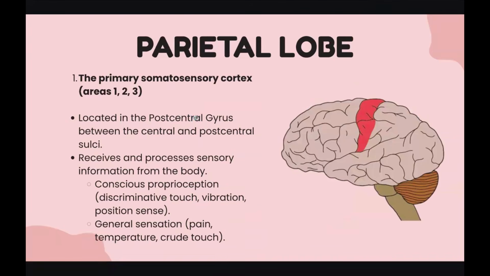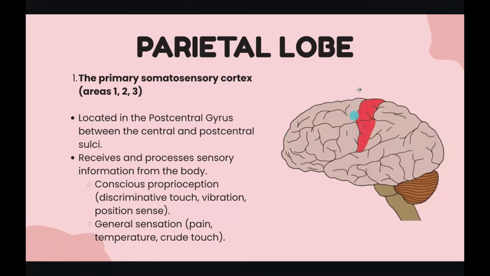Now that we're done with the frontal lobe, we start with the parietal lobe. As a rule of thumb, the frontal lobe, as we said, has more to do with motor and your actions, and the parietal lobe will have more to do with your sensation, the somatosensory part. So the first area, or the first cortex, is the primary somatosensory cortex. It's areas 1, 2, and 3. All right? It's located here in the postcentral gyrus.